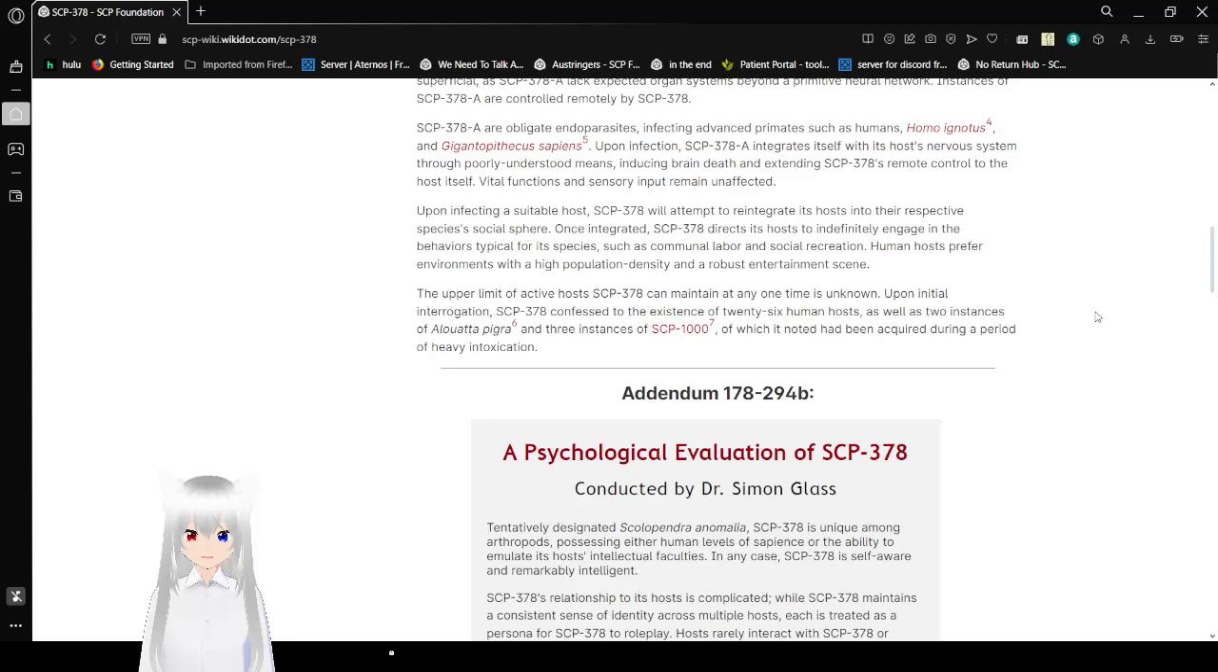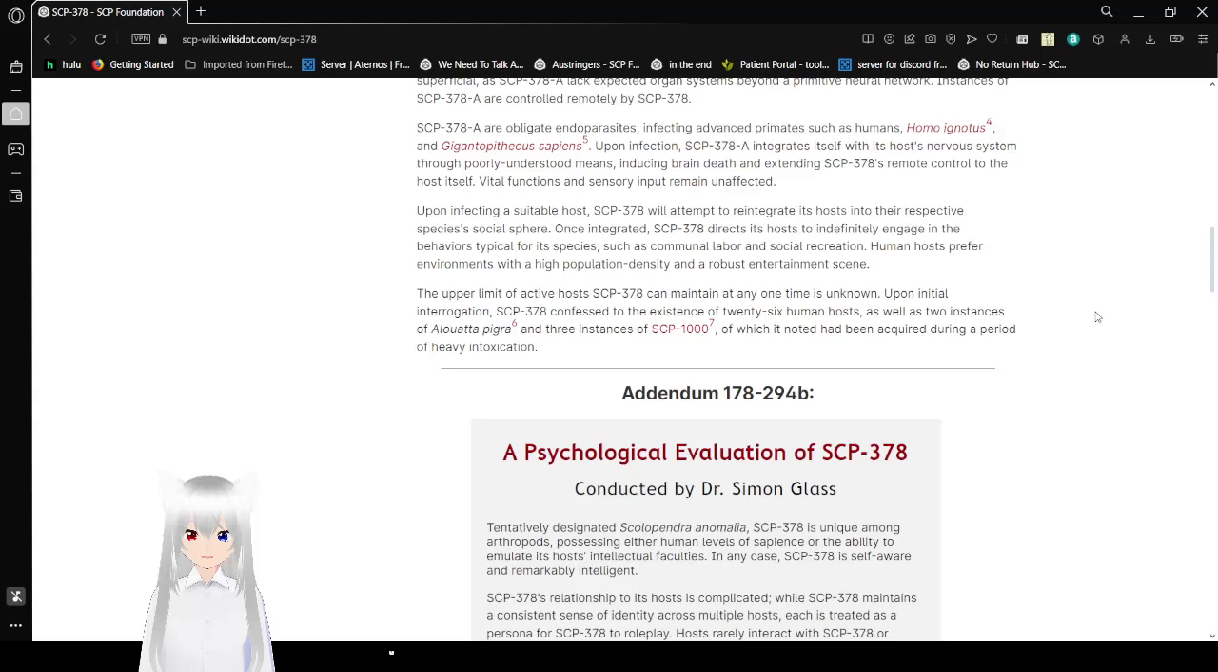Upon infecting a suitable host, SCP-378 will attempt to reintegrate its host into their respective species' social sphere. Once integrated, SCP-378 directs its host to indefinitely engage in behaviors typical for its species, such as communal labor and social recreation. Human hosts prefer environments with high population density and a robust entertainment scene. The upper limit of active hosts SCP-378 can maintain at any time is unknown.